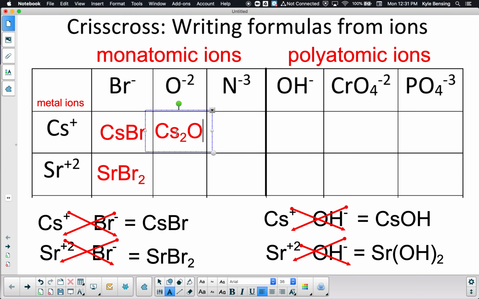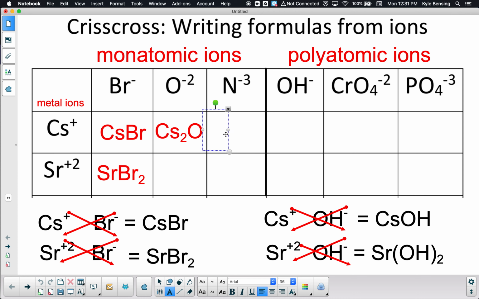So cesium oxide is Cs2O1, and we don't write 1s. So that 2 came down as a 2 for cesium. So what do you think the next one's going to be then? All right, well, let's take a look at the next one.